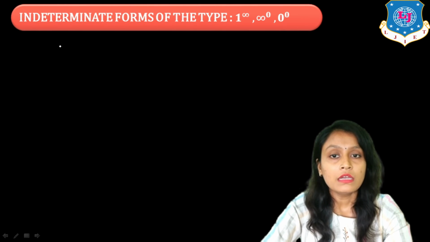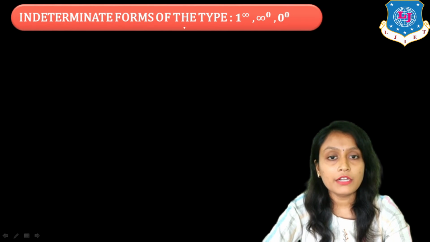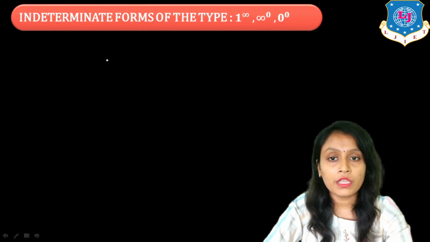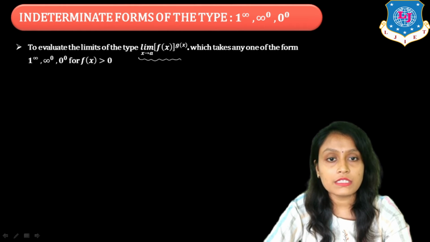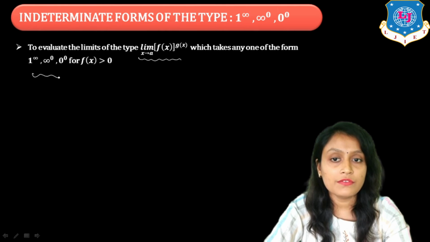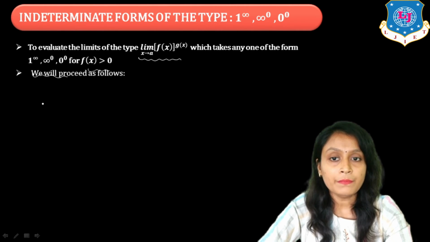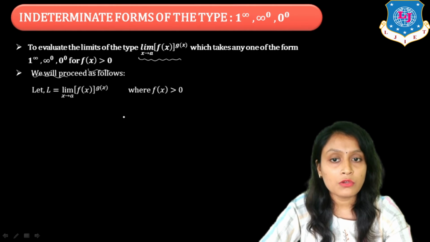Okay, now we will discuss indeterminate forms of the type 1 raised to infinity, infinity raised to 0 and 0 raised to 0. To evaluate a limit of the type limit x tends to a of f(x) raised to g(x), which takes any of the forms 1 raised to infinity, infinity raised to 0 or 0 raised to 0, for the function f(x) greater than 0, we will proceed as follows.